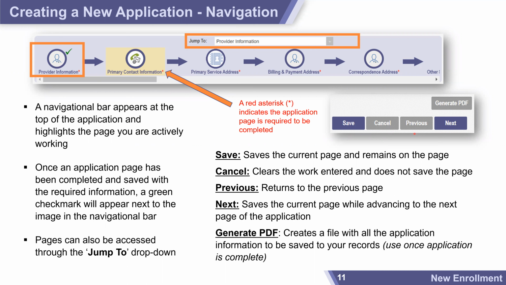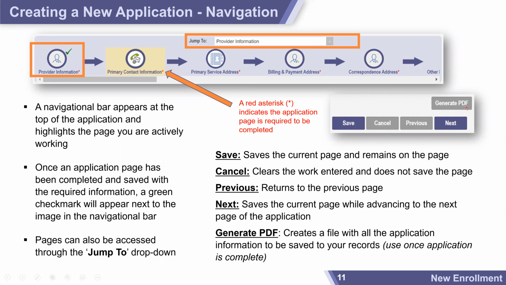Previous is going to take you to the previous page. And then this next button is going to do what save does. It saves the current page, but it also advances you to the next page of the application. So more often than not, you may find yourself hitting next instead of save, because that's going to save it and take you to the next page.